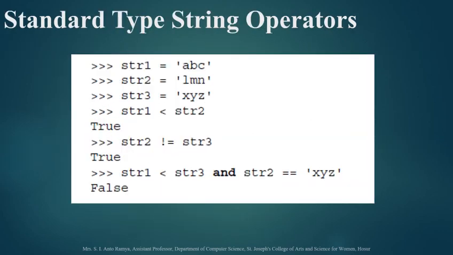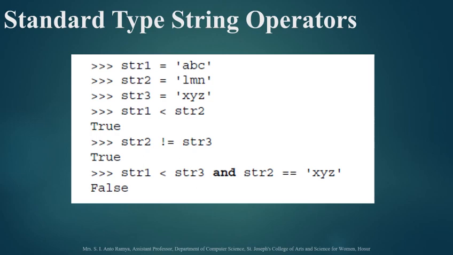So here are a few string operators. The first one is equal to, we all know that is the assignment operator. So string 1 is equal to ABC, string 2 is equal to LMN, string 3 is equal to XYZ. So string 1 is less than string 2, ABC is less than LMN. It is printing true. Next one, string 2 not equal to string 3. So string 2 is LMN, which is obviously not equal to XYZ, so it is printing true.